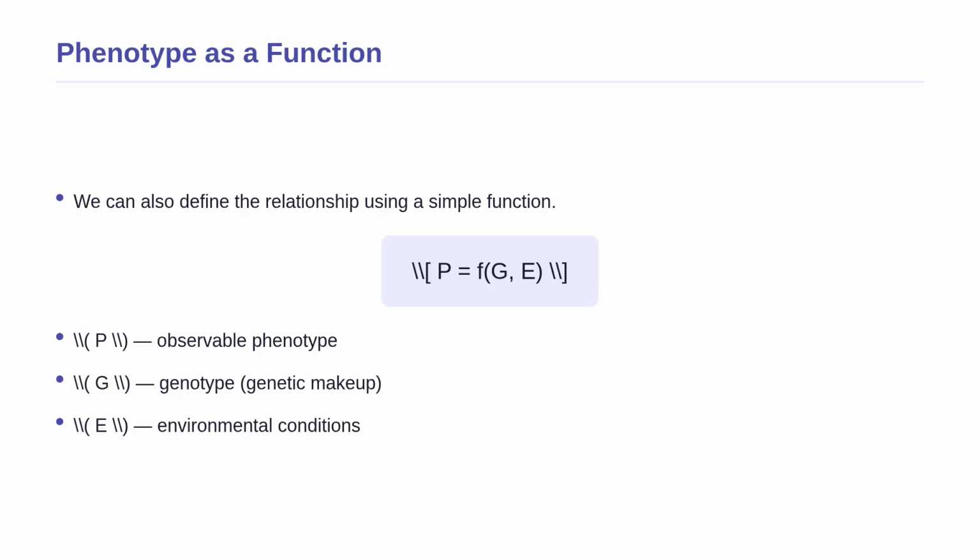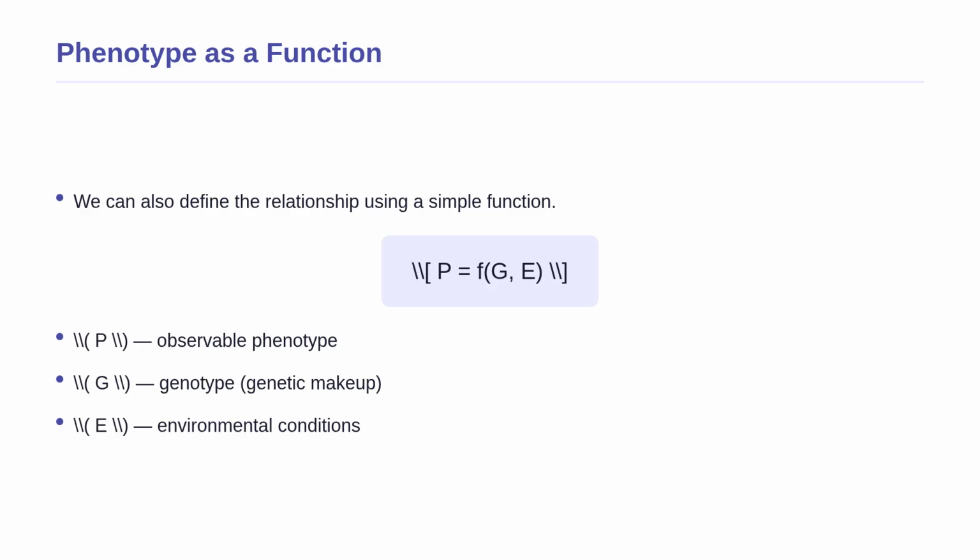Beyond population variance, we can also look at this on an individual level. This brings us to another simple but powerful mathematical representation. We can define the relationship between an organism's physical appearance, its genes, and its surroundings using a simple function. P equals a function of G and E.